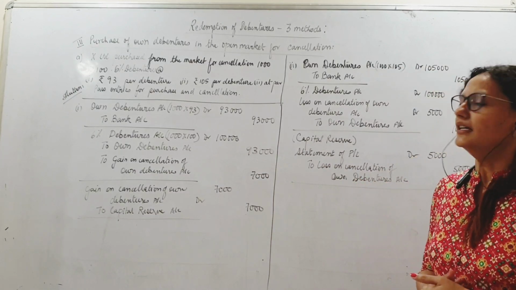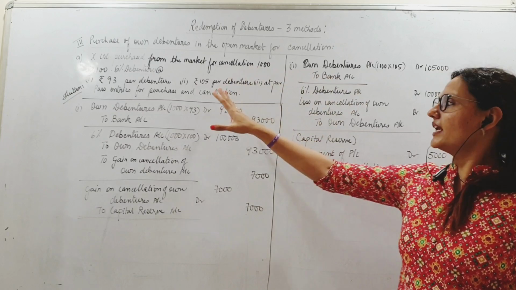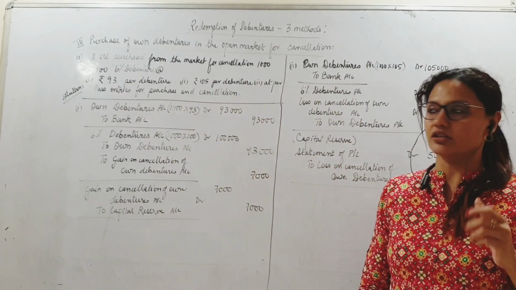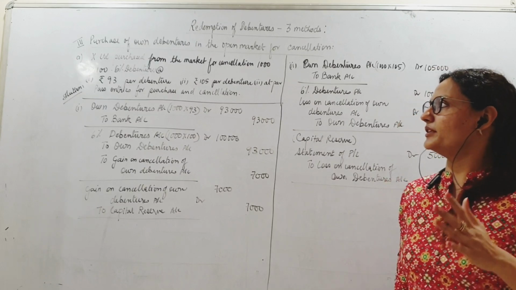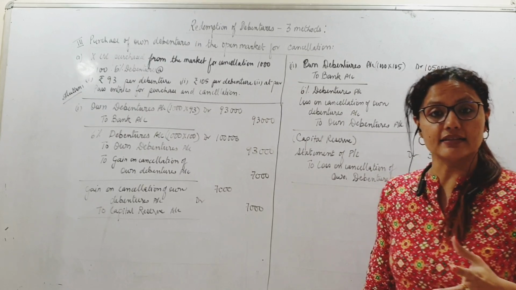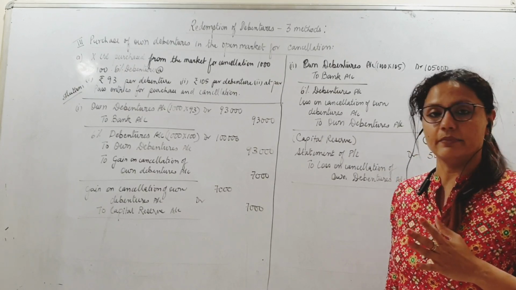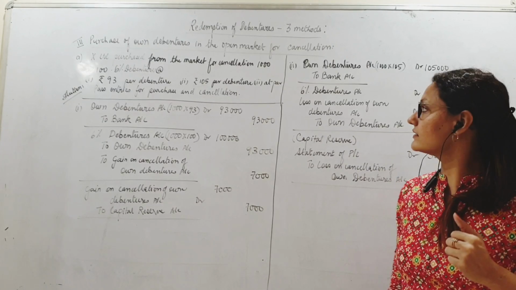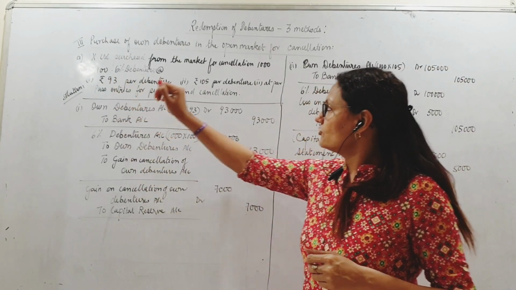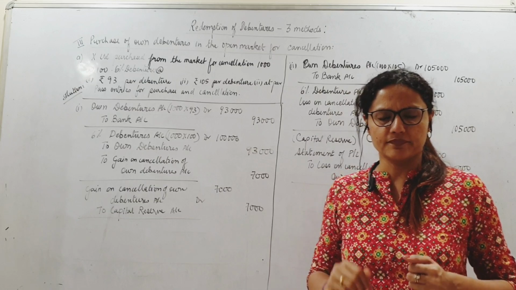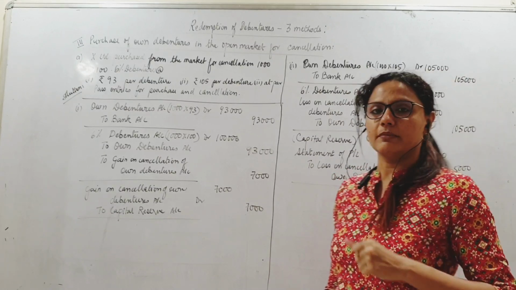So let's drop it. Let us focus on the journal entries for purchase and cancellation of debentures. So what is the sum saying? X Limited purchased from the market for cancellation 100 rupees, 6% debentures. There are three cases given here: 93 per debenture, 105 per debenture, and at par, 100 rupees per debenture. So these three cases. Let us talk about the first one.